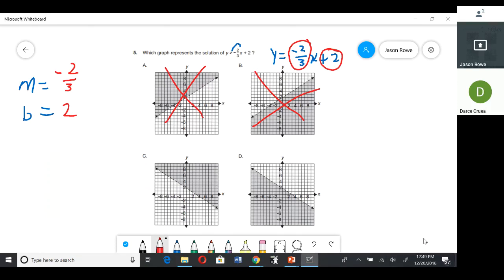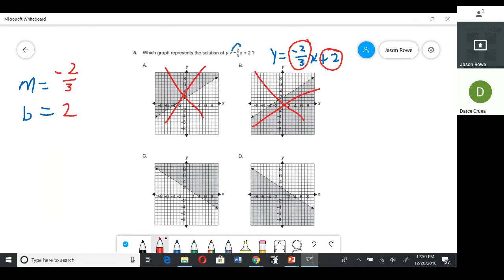And so if we take a look at the other two, can we eliminate either one of these just because of the y-intercept? No, we cannot. They both have the same y-intercept. They are the same line. Another thing that we could look at, but in this case they all are the same, was if it was a dashed or solid line. In this case, because it's greater than, we should have a dashed line. Well, they're all dashed, so we can't cancel because of that.